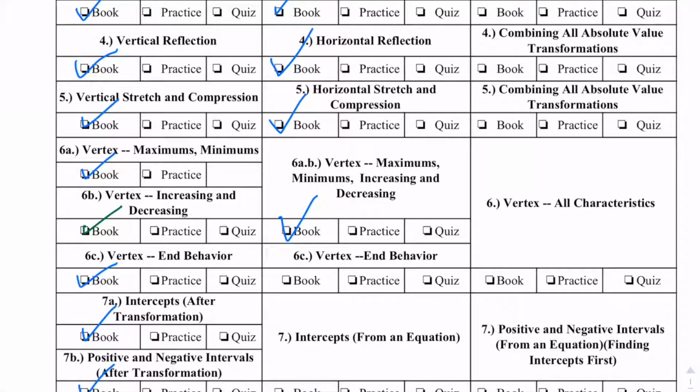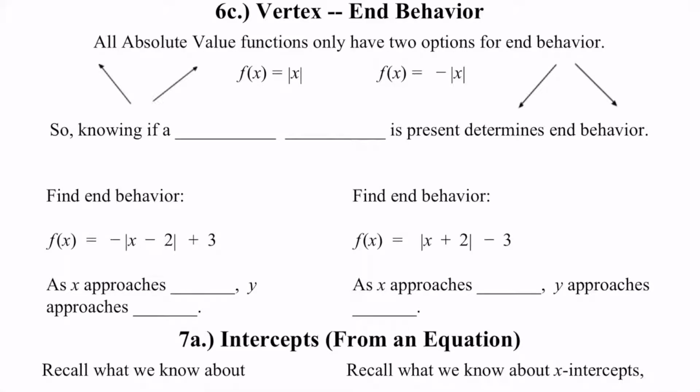We are back into our absolute value function syllabus, and we are on Tier 2, Lesson 6c, Vertex of End Behavior. So we check off our book here. So here we are. We're at End Behavior with vertexes.